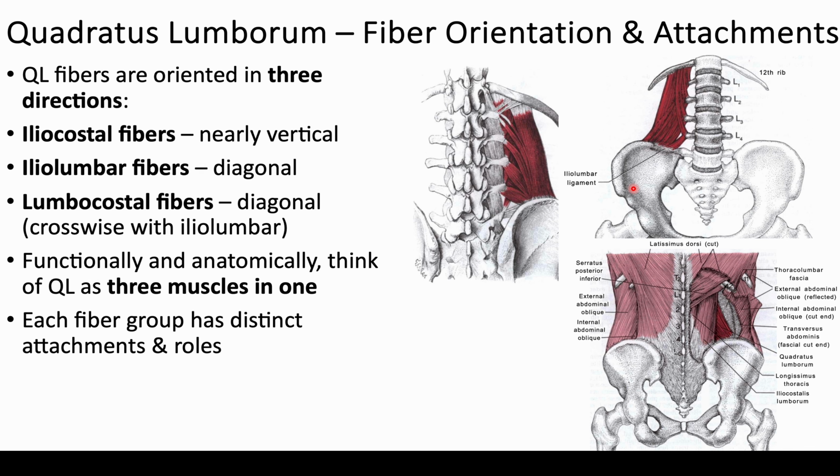Here's the fiber orientations. The QL fibers are oriented in three directions. You've got the iliocostalis fibers, meaning going from the ilium to the rib. You've got the iliolumbar, meaning going from the ilium to the lumbar spine, and then you've got the lumbocostal, meaning going from the lumbar spine to the rib. As you can see, it's got three different types of pattern. It almost looks like three different muscles in one. So that's kind of how you have to look at that QL muscle.